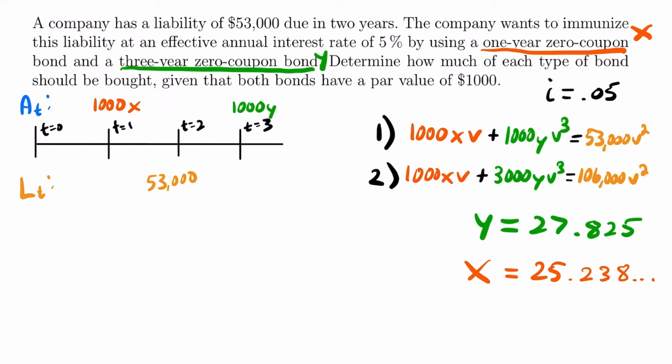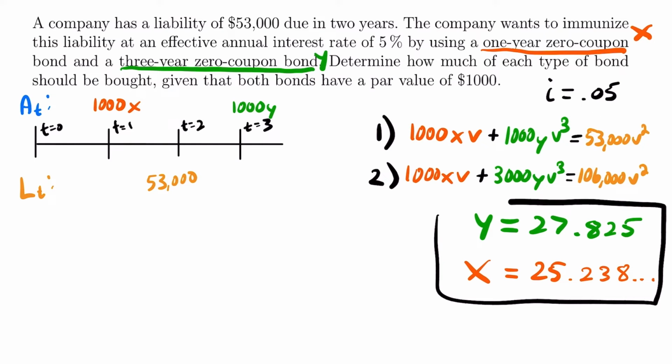Okay, so at this point, we have actually completed this problem. We have now found the answer that we were looking for. We wanted to determine how many 1-year zero coupon bonds and 3-year zero coupon bonds the company needed to purchase so that the liability is immunized at 0.05, or an interest rate of 5%. And we have now found that the company needs to purchase 25.238 1-year zero coupon bonds, that's x, and they need to purchase 27.825 3-year zero coupon bonds, that is what y is.